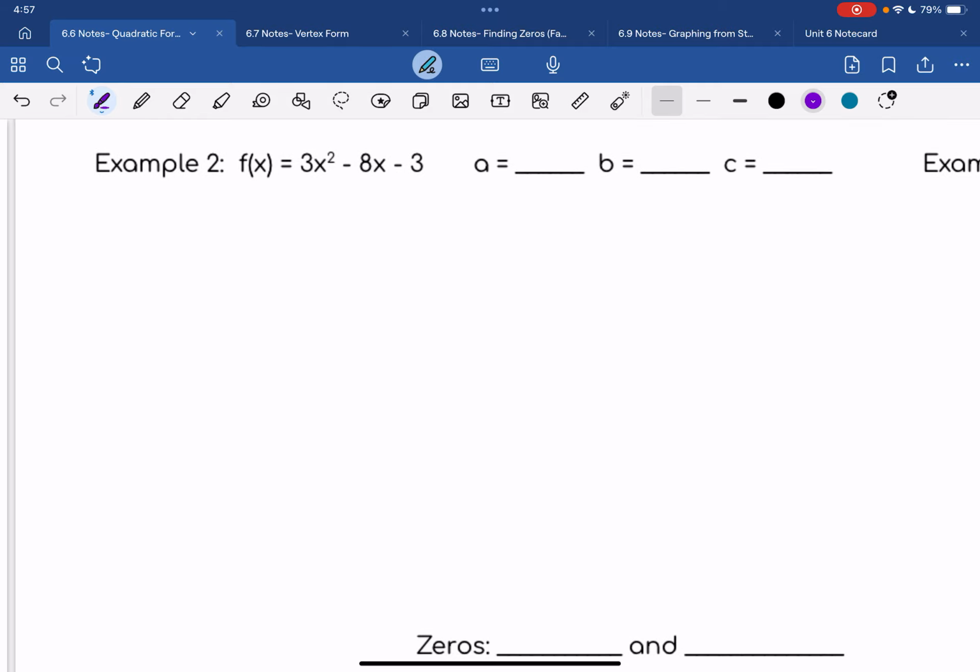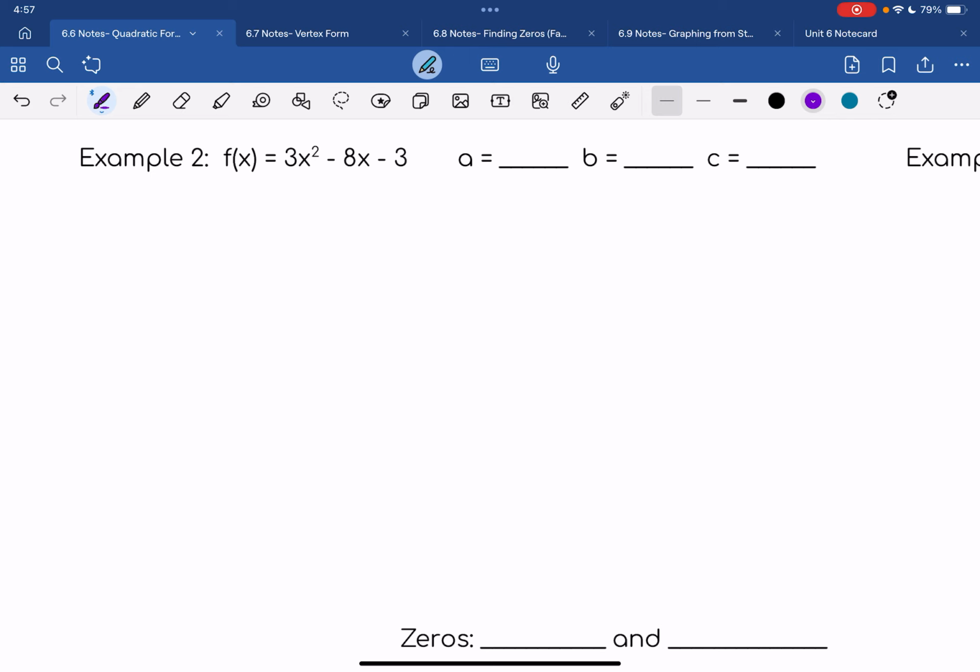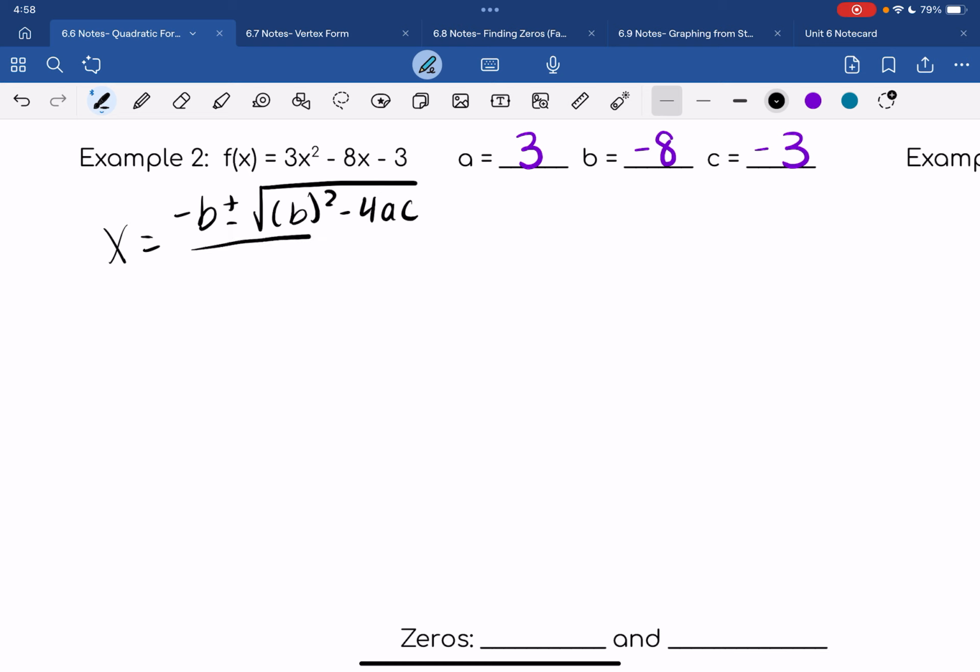Okay, so our second example, we've got 3x squared minus 8x minus 3. So my A value is 3, my B value is -8, and my C value is -3. Okay, I'm going to rewrite my entire formula. X equals -b plus or minus the square root of b squared minus 4ac all over 2a. Promise the song will help you memorize it.